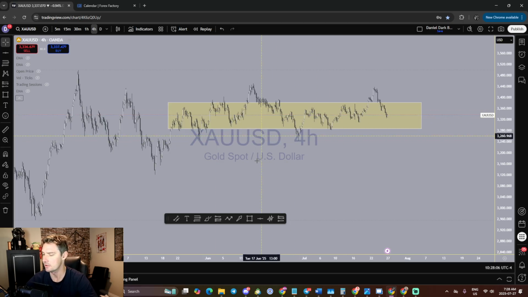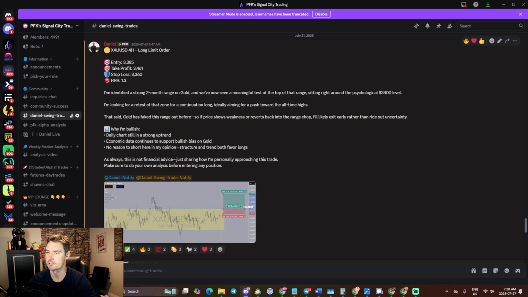Now, if we look at the previous setup, I'll pull it up on my Discord, and I posted this trade setup. It was a swing trade setup that I put in the Discord for all members. So if you haven't gotten in there yet, I'll leave the link in the description. But here was the trade setup.